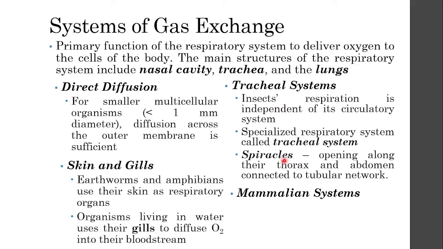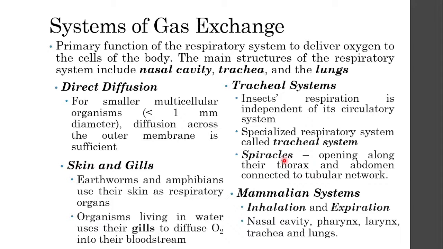Okay, and lastly, we have the mammalian system, which we belong to, which is what we just discussed. Now we have the inhalation and the expiration, and we have the nasal cavity, pharynx, larynx, trachea, and the lungs that help us breathe, and the circulatory system, which will help us transfer that oxygen throughout the body. So these are some of the examples of gas exchange found in various animals.